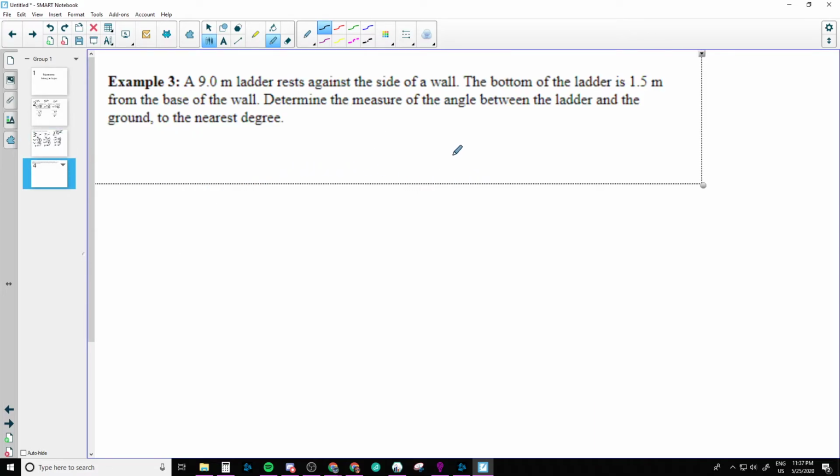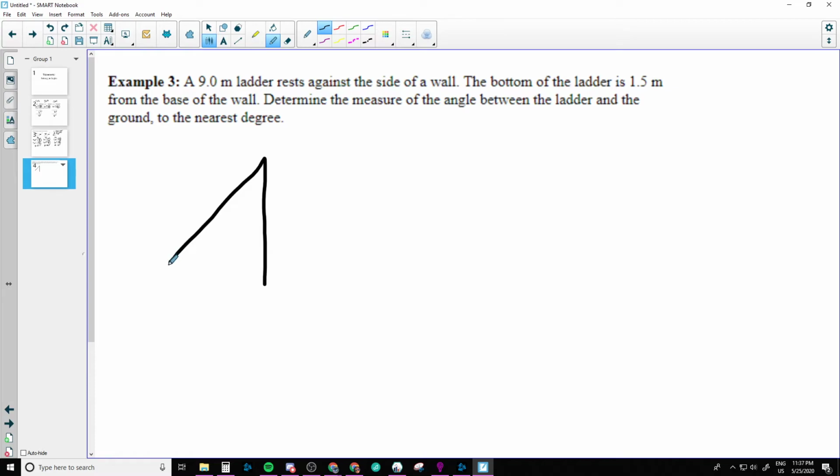All right, last example here. It says a 9-meter ladder rests against the side of a wall. So we're going to draw this. I'm going to say this is the wall. Here's the ladder. The bottom of the ladder is 1.5 meters from the base of the wall. 1.5 meters. Determine the measure of the angle between the ladder and the ground. Here's the angle here. Ladder and the ground. And they said this is a 9-meter ladder to the nearest degree.